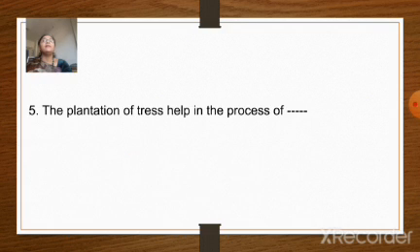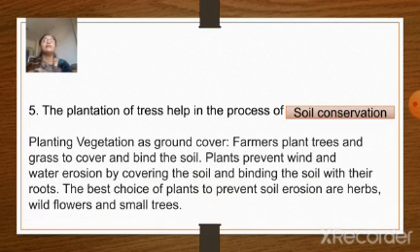Next, fill in the blank. The plantation of trees helps in the process of soil conservation. Planting vegetation as ground cover, that is, farmers plant trees and grass to cover and bind the soil. Plants prevent wind and water erosion by covering the soil and binding the soil with their roots. The best choice of plants to prevent soil erosion are herbs, wildflowers and small trees.